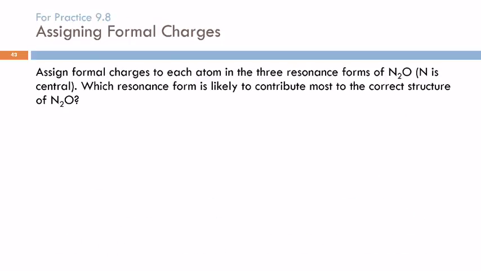So let's do another example. Assign formal charges to each atom in the 3 resonance forms of N2O. And they're telling us that nitrogen is central, which is not what we would necessarily think, but nitrogen is central. Which resonance form is likely to contribute most to the correct structure? Okay, so we're supposed to draw 3 different structures here. Nitrogen's in the middle. So nitrogen, nitrogen, oxygen. They're basically telling us how they're connected. So we're going to have that one, and we're going to have another one like that, and another one like that.